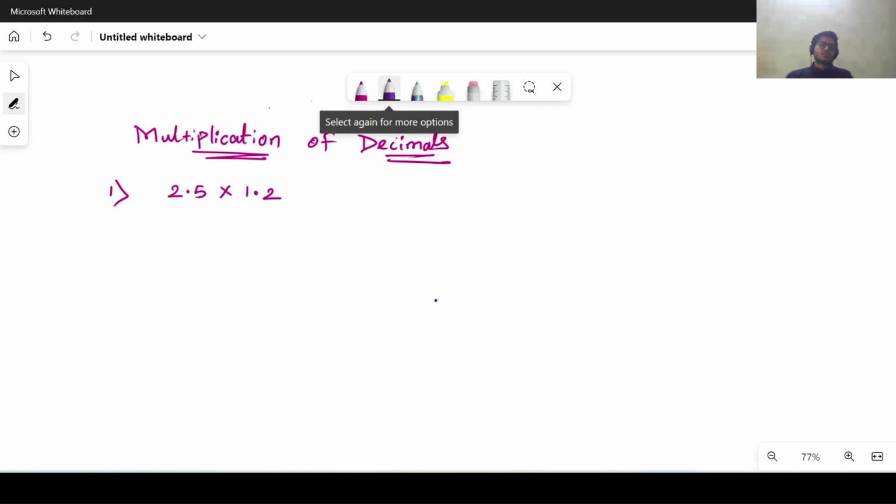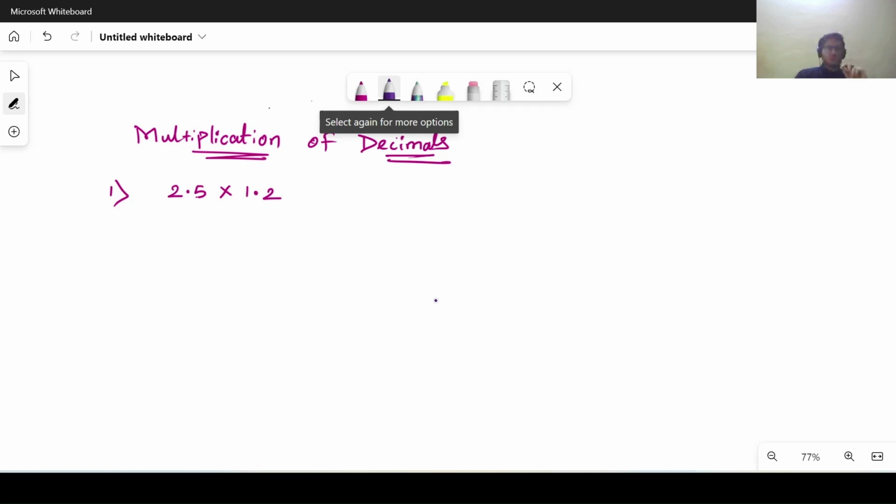So in today's class, we are going to see multiplication of decimals. You can see that I have written multiplication of the two decimal numbers in front of you, which is 2.5 into 1.2. Now, when we are doing the multiplication of decimals, there are certain rules you have to remember, right? Now, what are the rules which you have to remember? Because those rules are going to make your multiplication very smooth and easy.